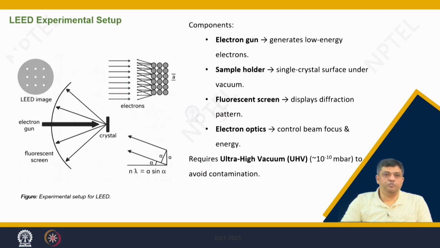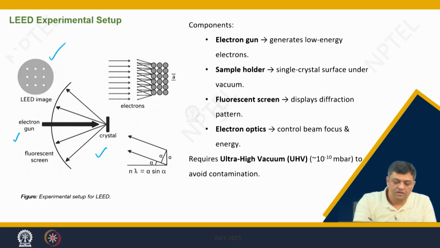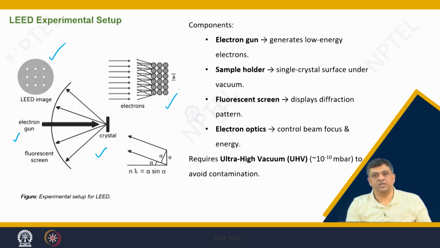This is a typical arrangement. You have the crystal, the electron gun, the electrons fall on the crystal, and then you have a fluorescence screen and you collect the scattered or diffracted electrons. From here you can then back calculate the arrangements on the surface.